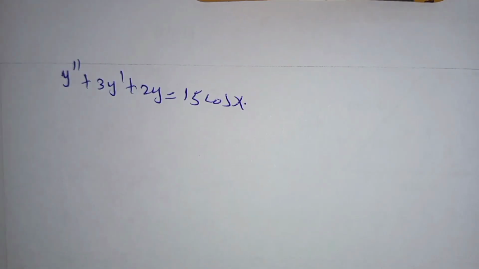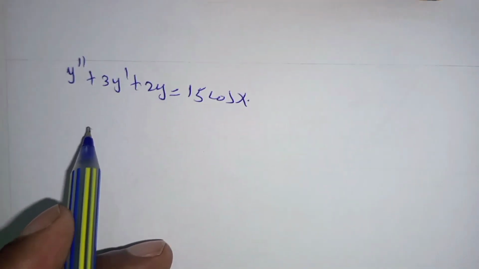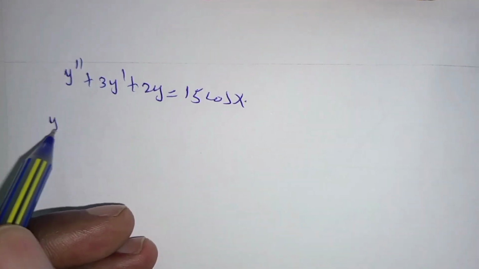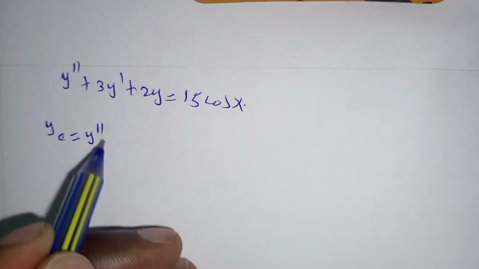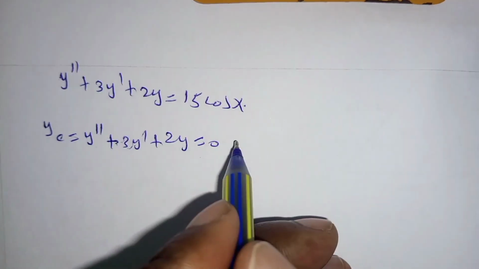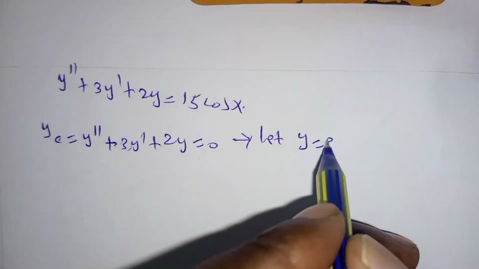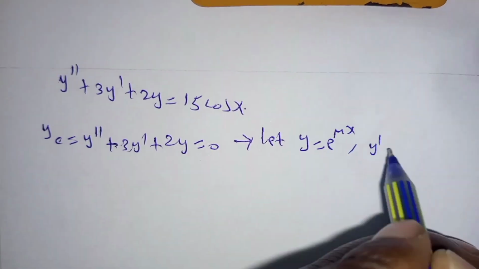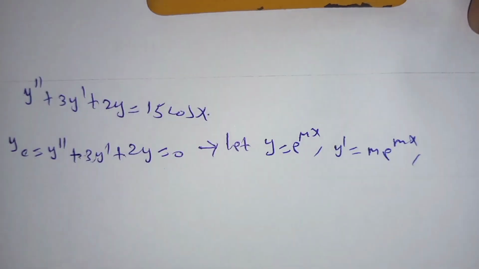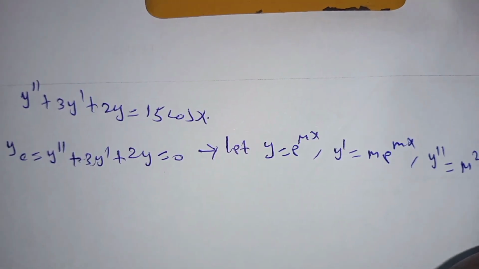We are going to solve this ODE, which is second order and non-homogeneous. It has two parts. We start with the complementary part, whereby we have y double prime plus 3y prime plus 2y is equal to 0. Now to solve this, we let y be equal to e^(mx), so that y prime is equal to m e^(mx). Differentiating y prime, y double prime is equal to m squared e^(mx).